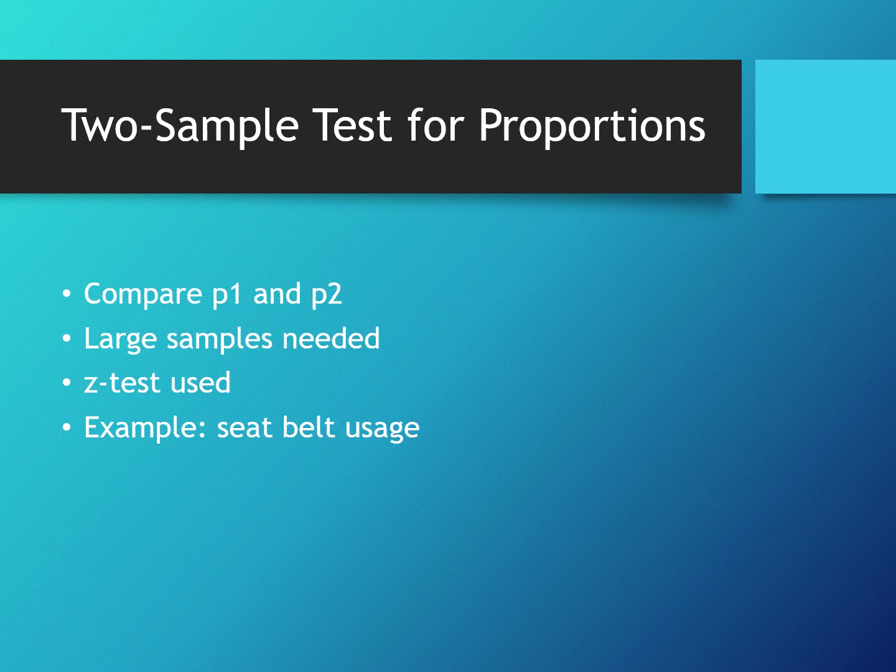Two-sample tests for proportions. Sometimes we compare proportions instead of means. This happens with yes or no types of data. In this case, we use a two-sample z-test for proportions. The sample must be large enough for this test. For example, seatbelt usage in two types of vehicles.